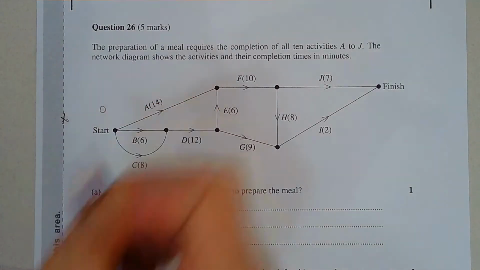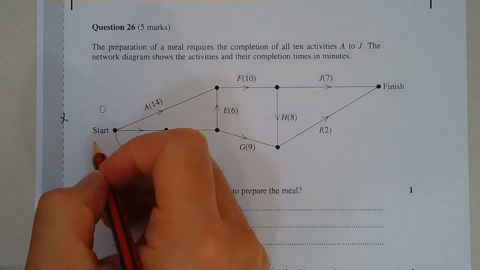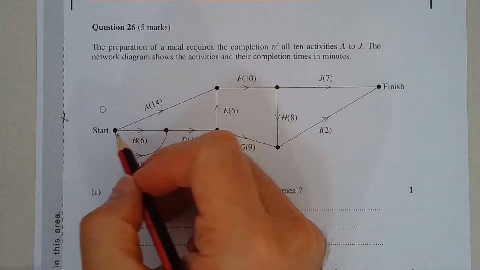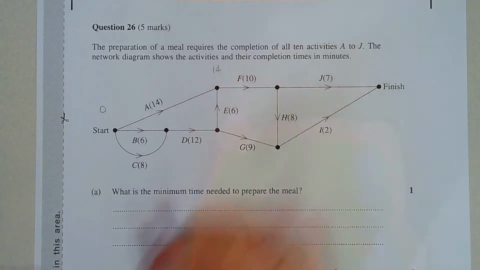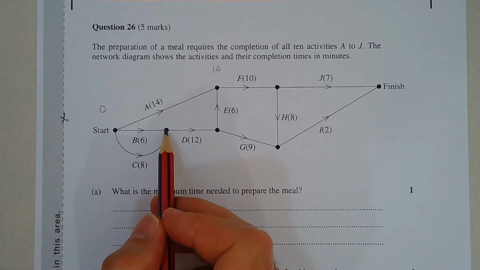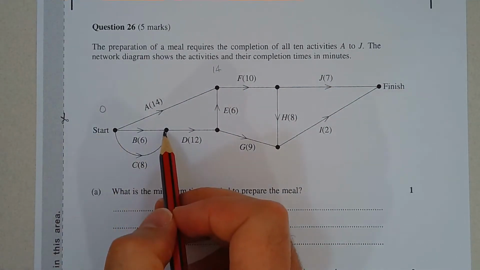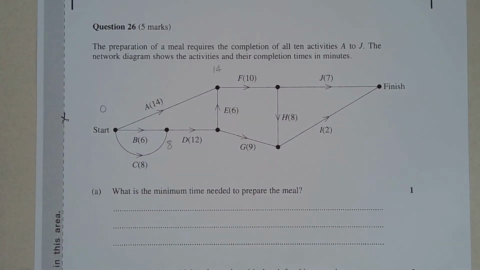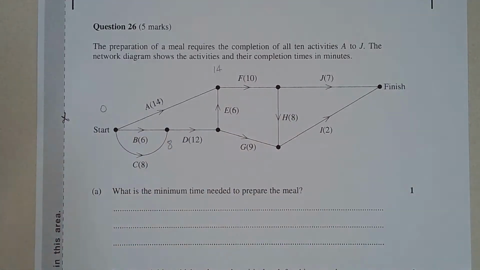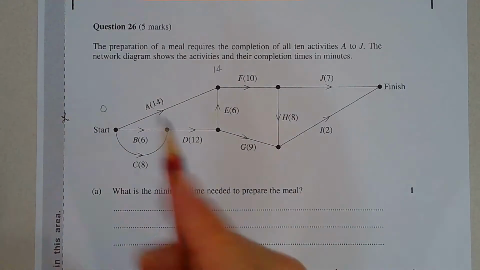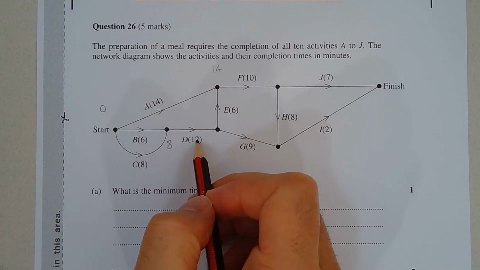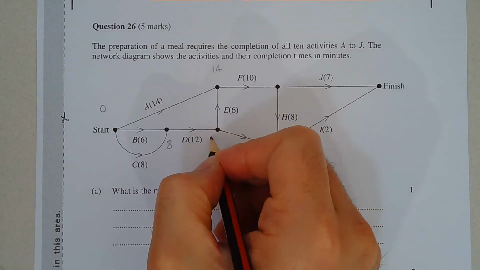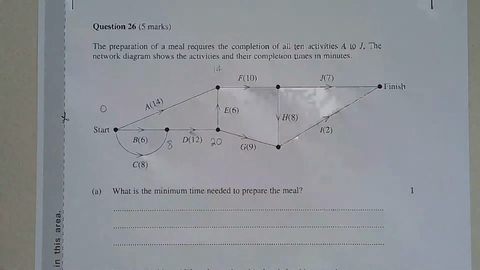So starting from 0, so that's at the start, the 0-minute mark. Activity A takes 14 minutes. Activity B takes 6 minutes, but activity C takes 8 minutes. With forward scanning, we take the higher of the two numbers. So that vertex is reached at the 8-minute mark. So activity D takes 12 minutes plus 8, and that takes us to the 20-minute mark.